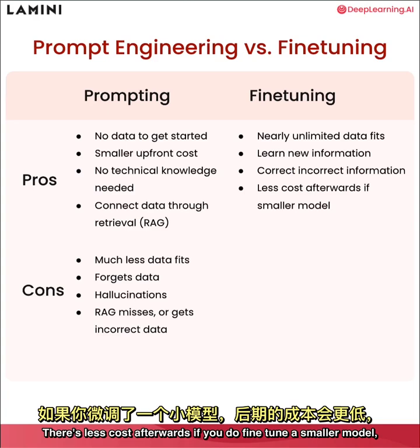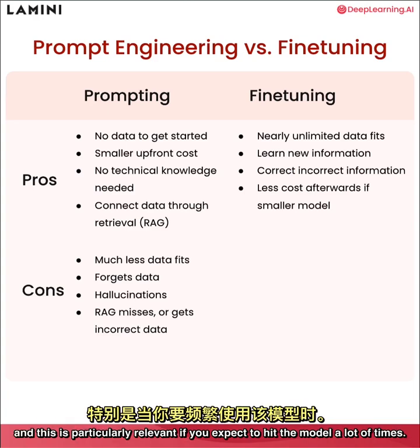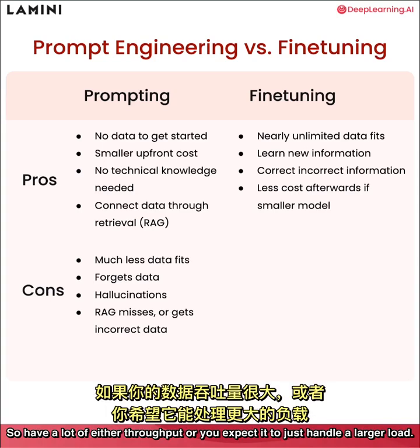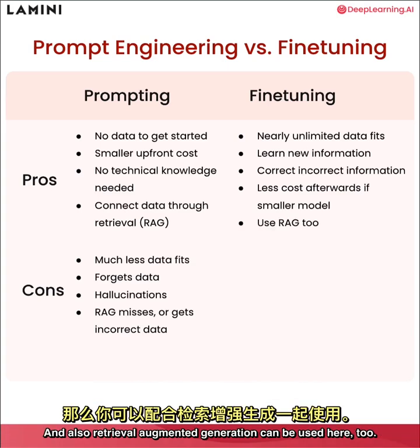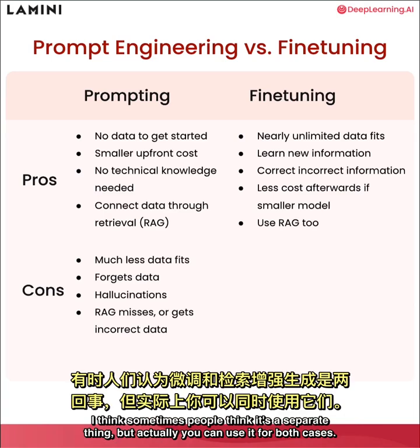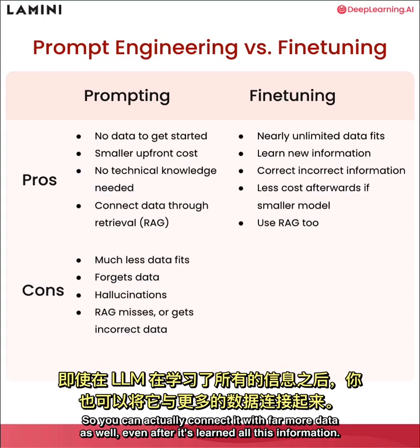There's less cost afterwards if you do fine-tune a smaller model, and this is particularly relevant if you expect to hit the model a lot of times, so have a lot of throughput, or you expect it to just handle a larger load. And also, retrieval augmented generation can be used here too. I think sometimes people think it's a separate thing, but actually you can use it for both cases. So you can actually connect it with far more data as well, even after it's learned all this information.